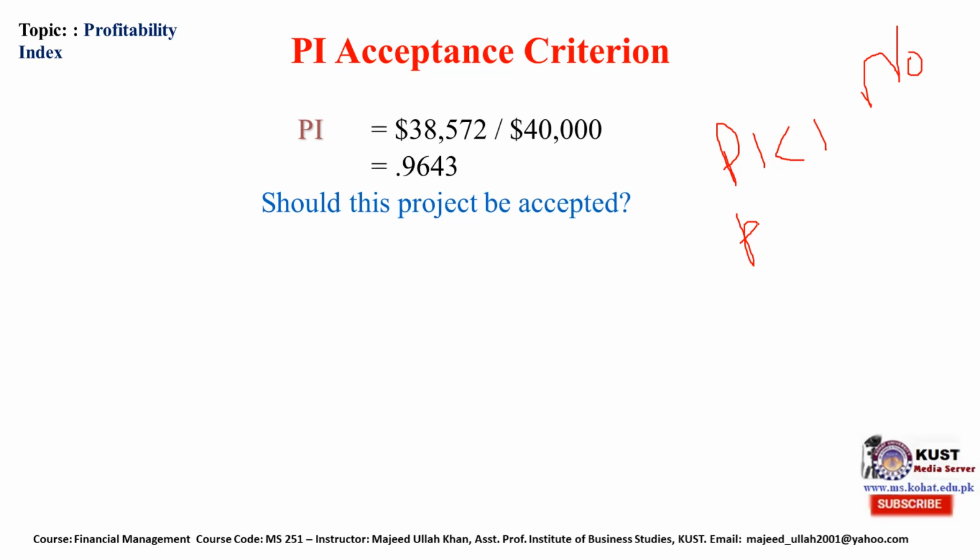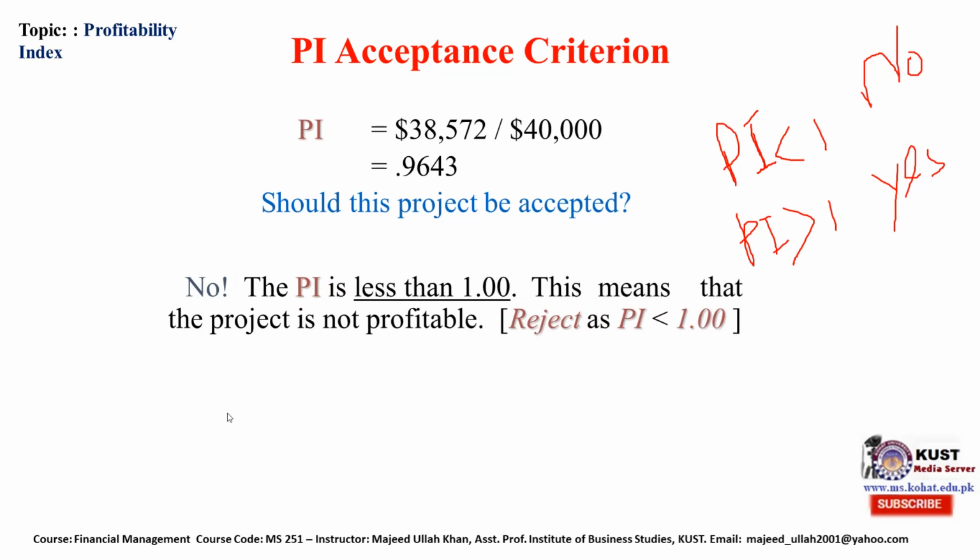But if PI, the profitability index, is greater than 1, then yes, you should accept the project. This is the criteria. If the profitability index PI is less than 1, then no, the project should not be accepted. If it is greater than 1, then the project should be accepted. No, this is the answer. The PI is less than 1. Profitability index is less than 1. This means that the project is not profitable. So reject this project as PI is less than 1.